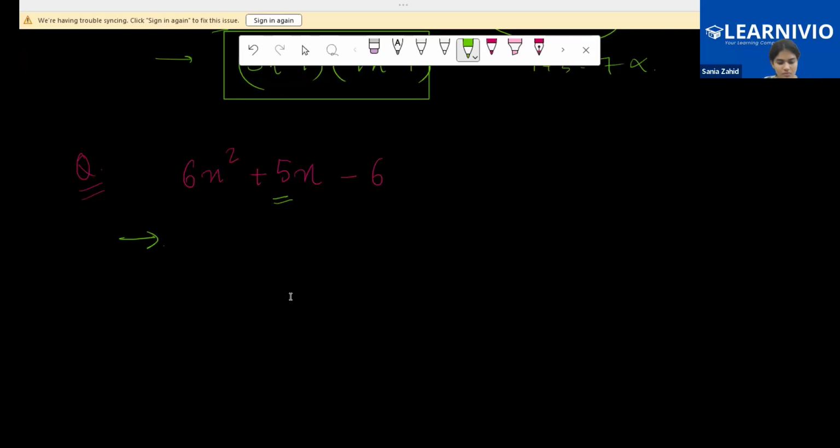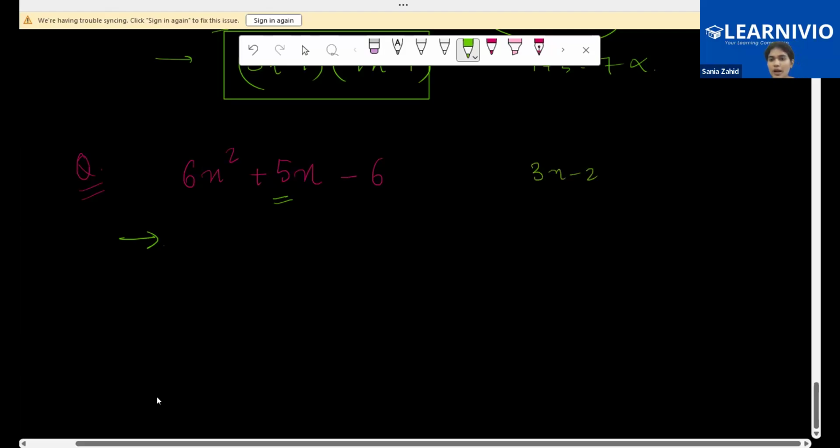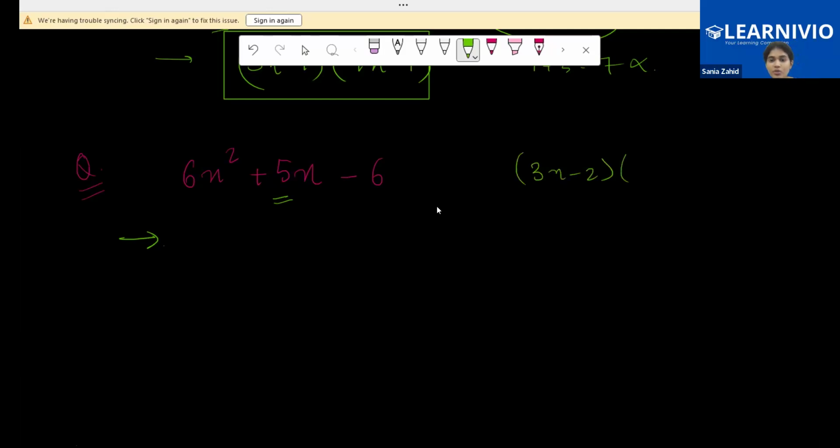Ma'am, yes, Mema. I got the answer as x plus 1 and 6x minus 1. Okay, and what about the others? What about Abdullah and Hafsa? Now I'm doing it. Okay, Ma'am, Hafsa is doing it. I got 3x minus 2 into 2x plus 3. Okay, we'll write down 3x minus 2 and the other factor, Abdullah.